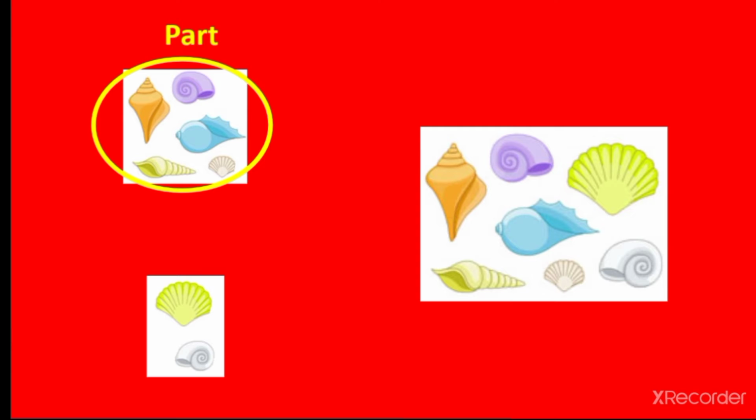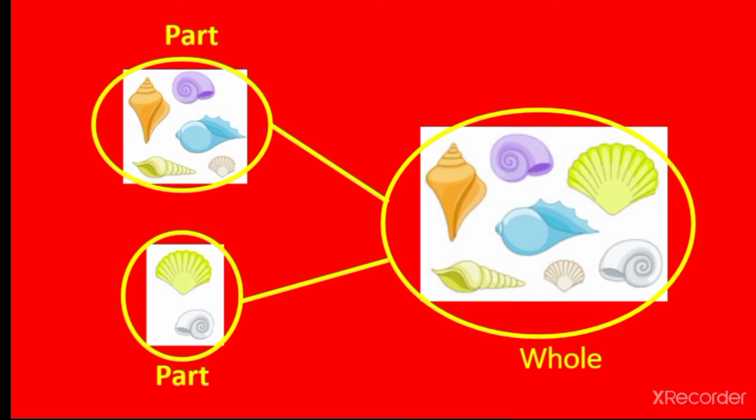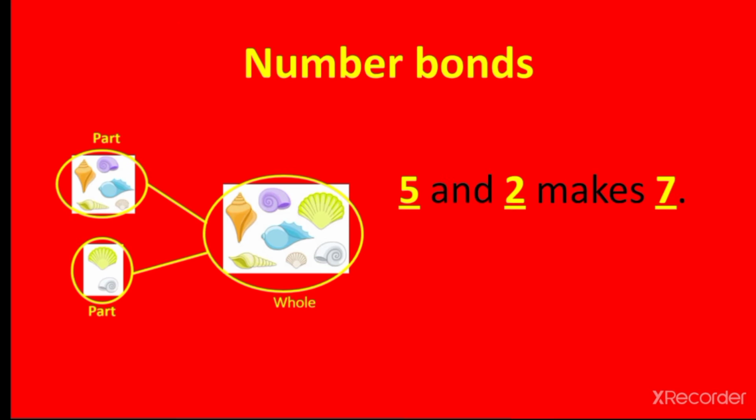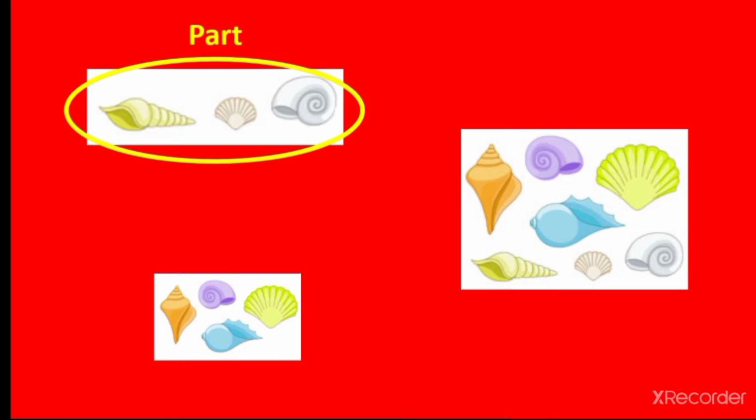Or you can say 1, 2, 3, 4, 5 shells, part 1, plus 1, 2 shells, part 2, will give you 7. 5 plus 2 is 7. Number bonds, 5 and 2 makes 7. Or we can divide it further.